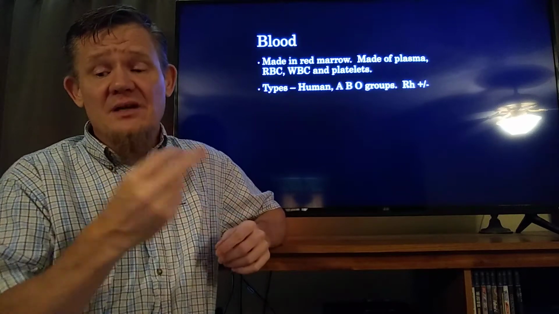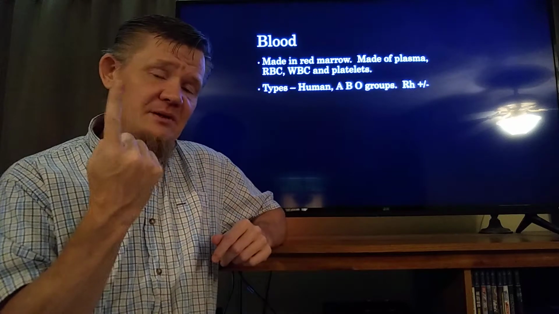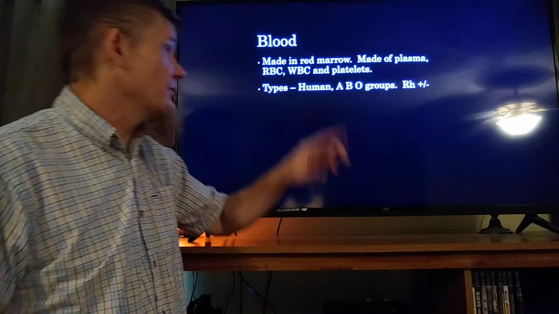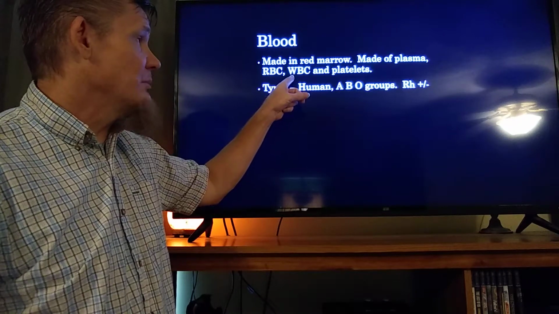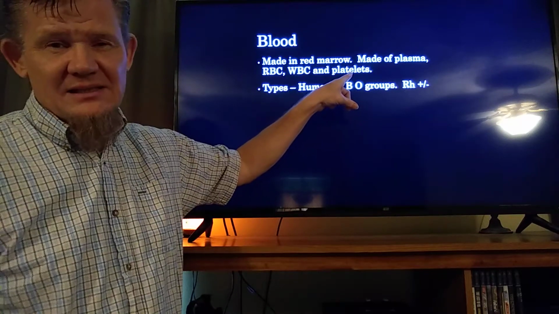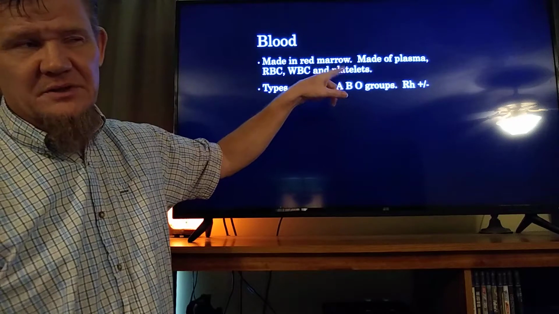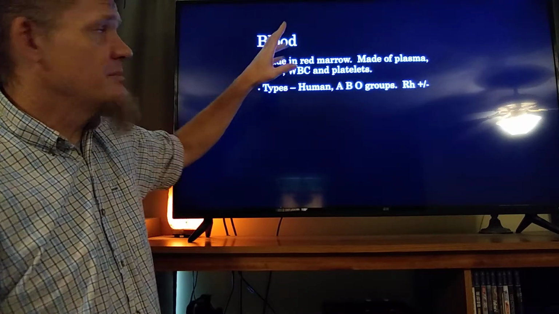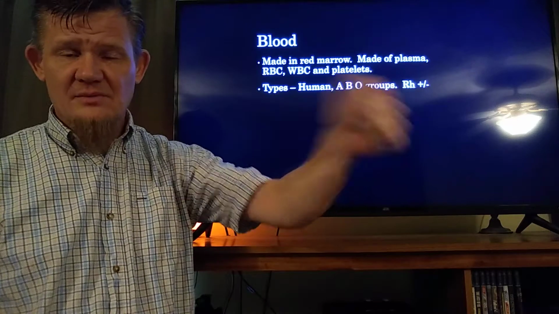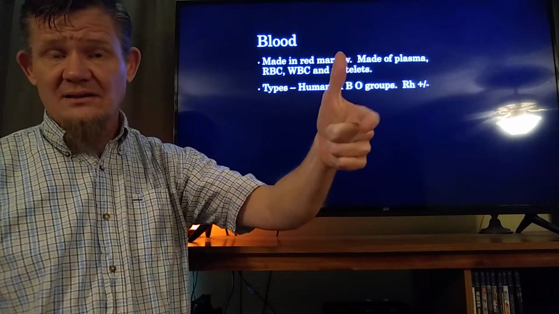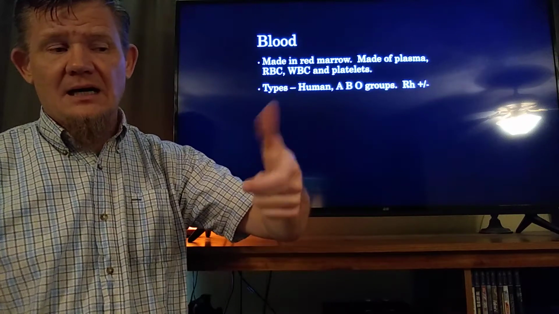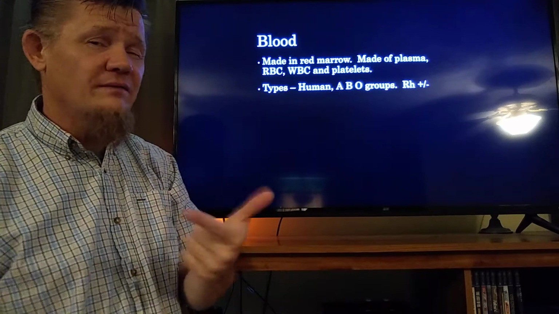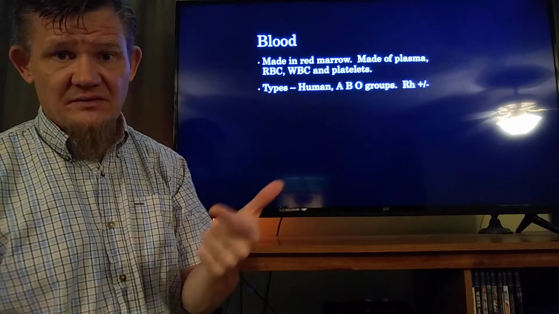Your blood is made of two basic things: plasma, which is the liquid, and the cells. The cells are red blood cells, white blood cells, and platelets. It's a bit of a stretch to call a platelet a cell, but they're pieces of cells. Your blood is about 55% liquid and about 45% cells, give or take.